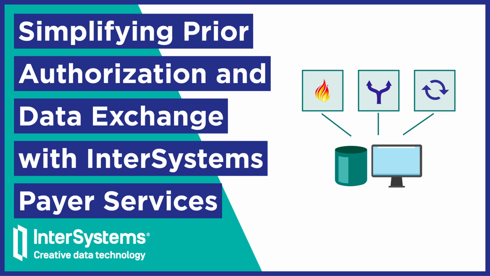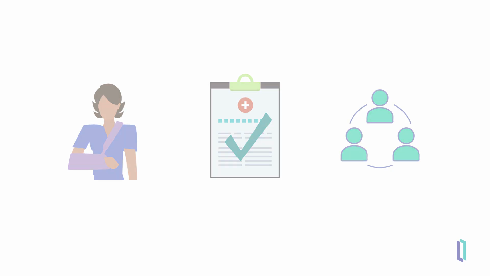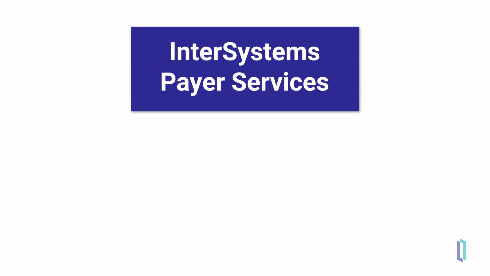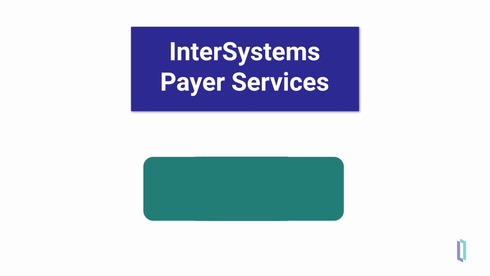In healthcare settings, the right technical solutions can enhance patient care, reduce administrative burden, and promote care coordination. InterSystems Payer Services is a set of cost-effective solutions that helps your organization achieve all of this while complying with government rules and regulations, like the CMS Interoperability and Prior Authorization Final Rule, known as CMS 0057.